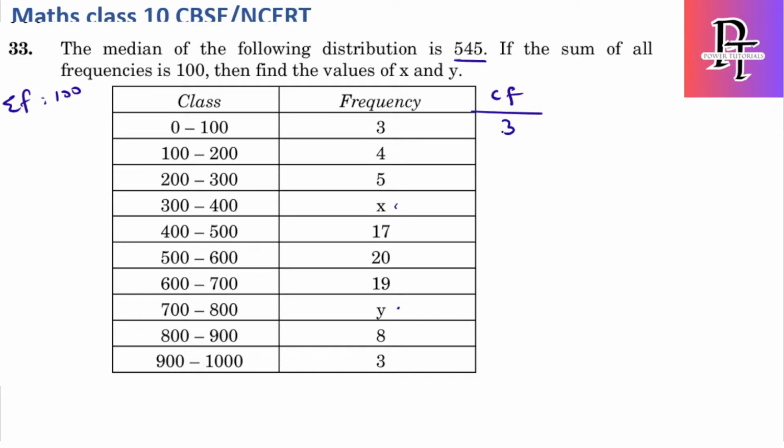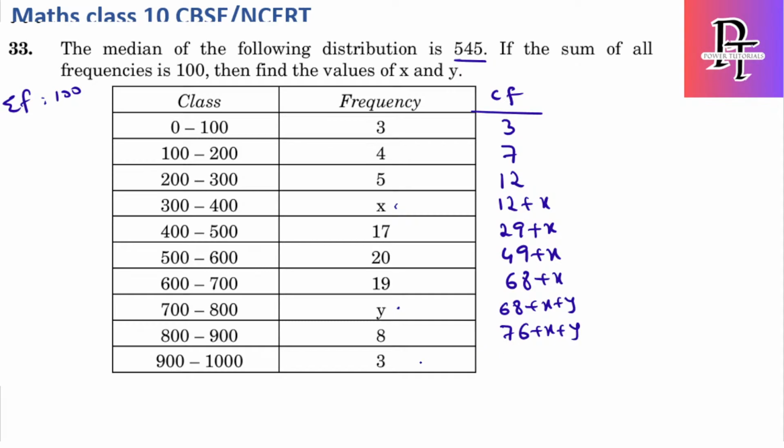So first is anyway 3, next is 3 plus 4 is 7, 7 plus 5 is 12, 12 plus x, 29 plus x. I have increased the volume because in one of the videos one of our subscribers asked to speak louder, so just trying to improve my voice. Okay, so 29 plus x, and then it becomes 49 plus x. 49 plus 19 is 68, so 68 plus x. Then we have 68 plus x plus y. Then we have 68 plus 8 is 76 plus x plus y. And then the last one is 79 plus x plus y.